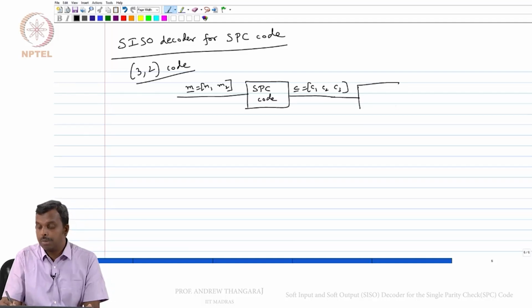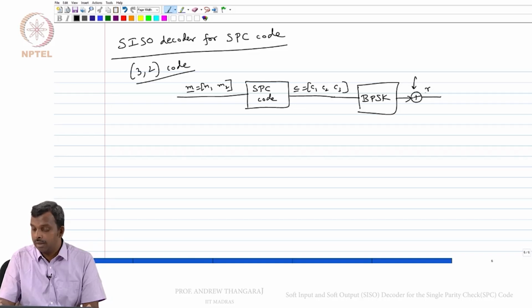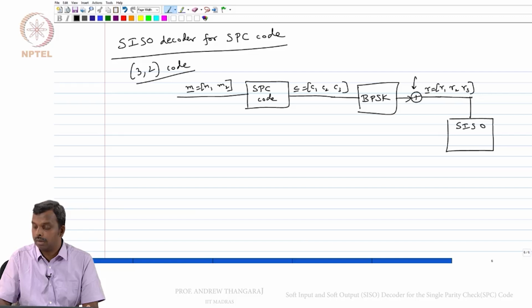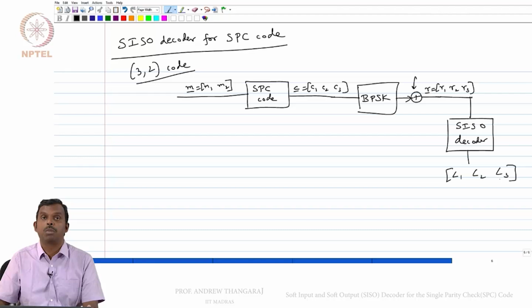Now, this will go into BPSK, and then Gaussian noise, and then you get your received vector, which is R1, R2, R3. Now, what do I want to do with this? I want to build a SISO decoder. Remember, what do I want to produce here? My capital L1, capital L2, capital L3, beliefs about the 3 bits C1, C2 and C3.